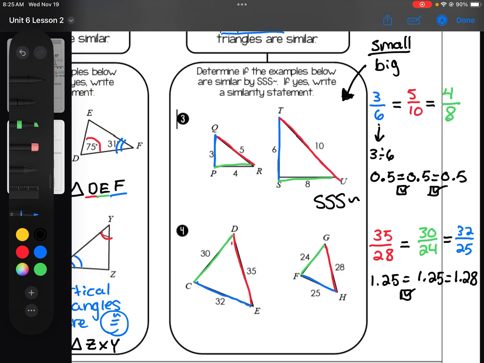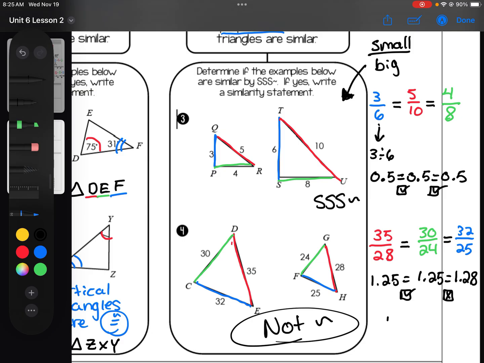So this is similar, however, this is not because the values are not proportionate. They are not equal. So these are not similar. Not enough information is given, okay? You need those relationships to be proportionate.